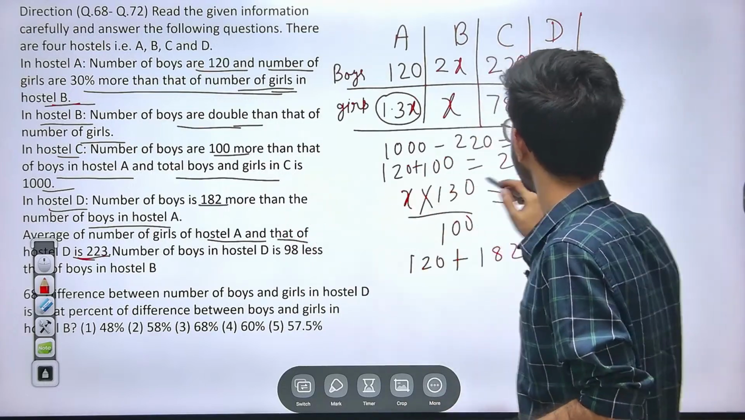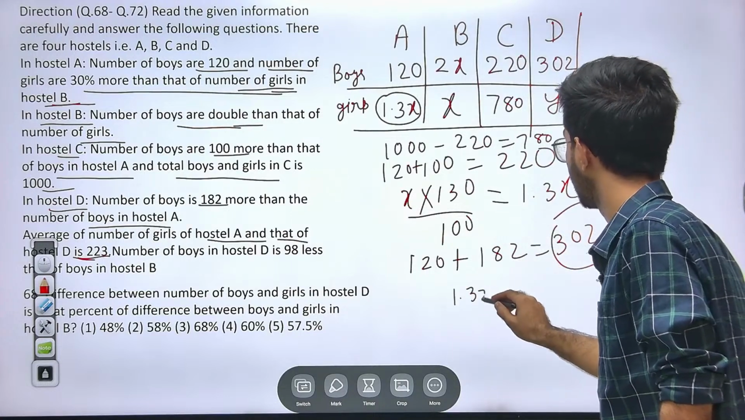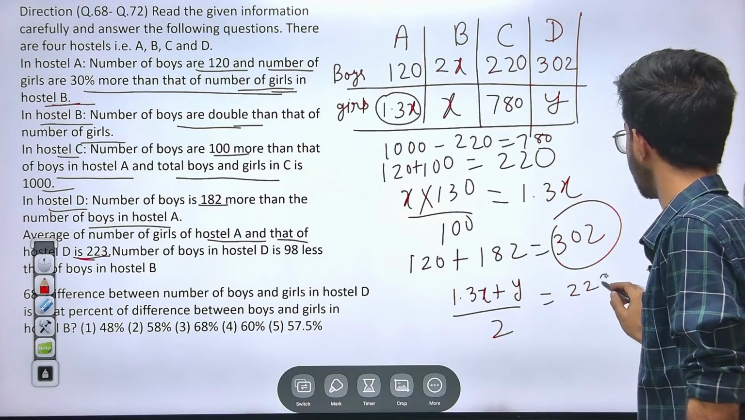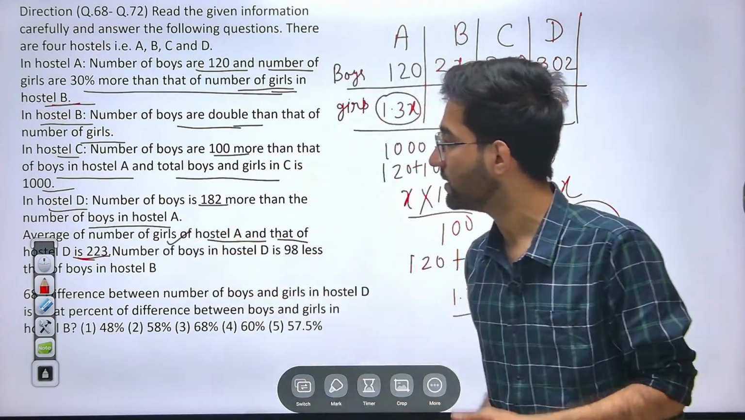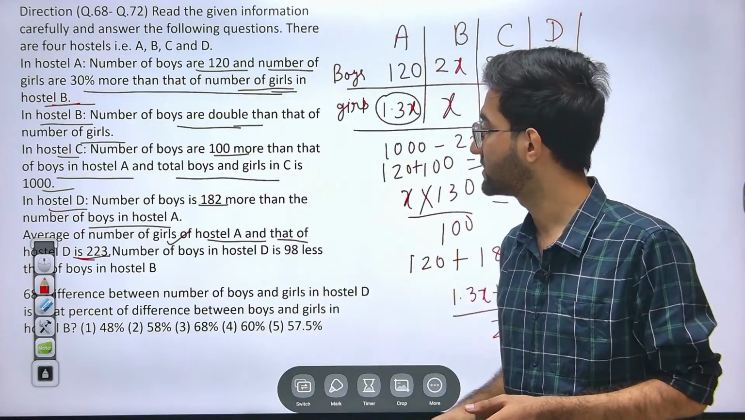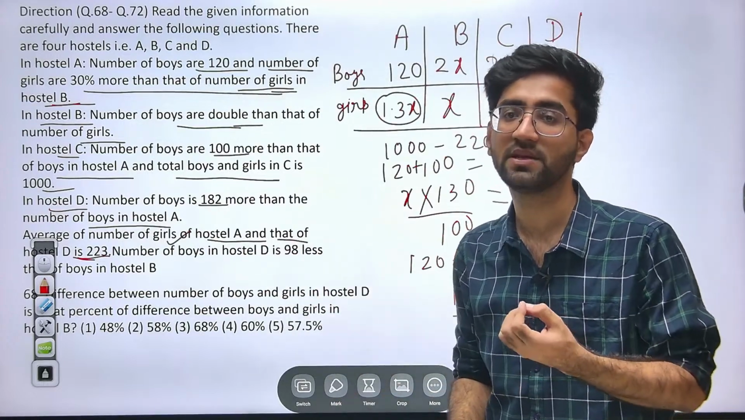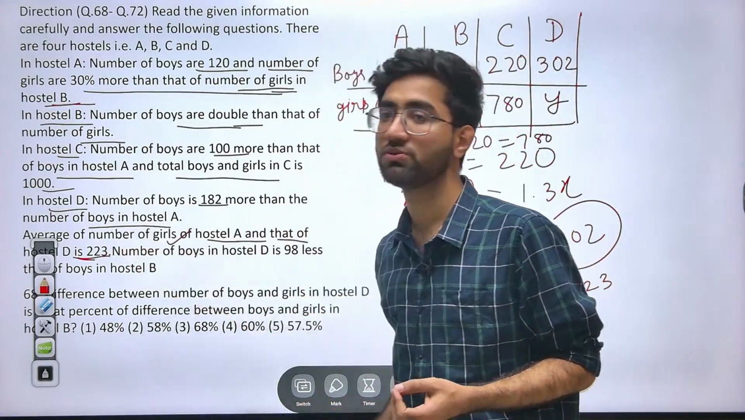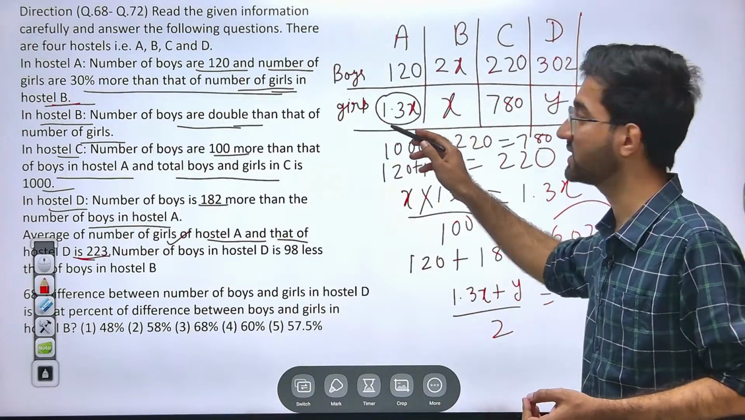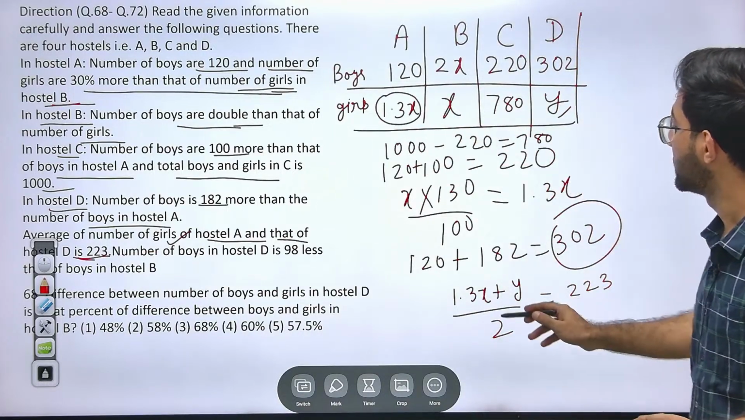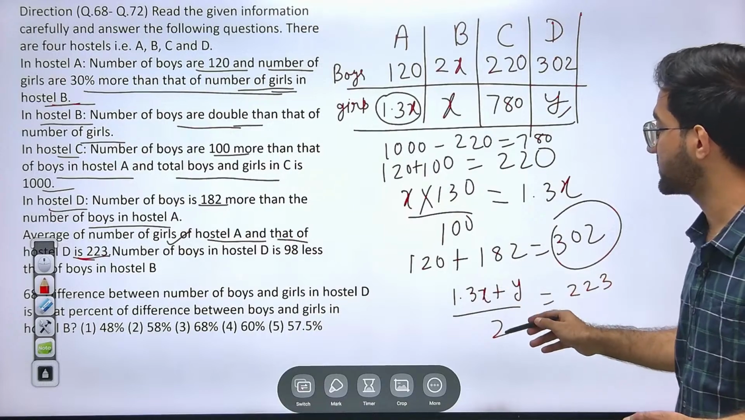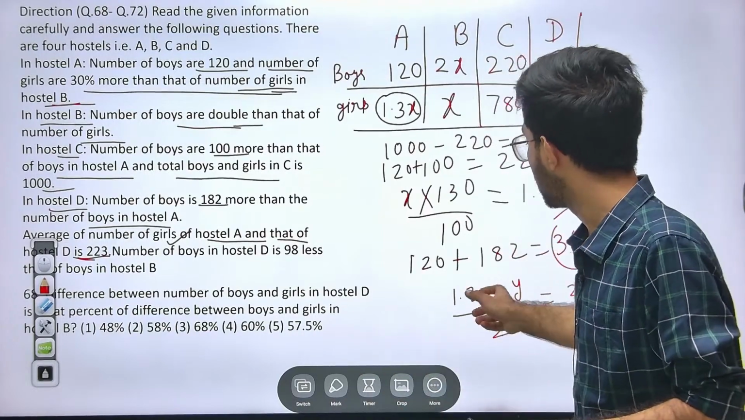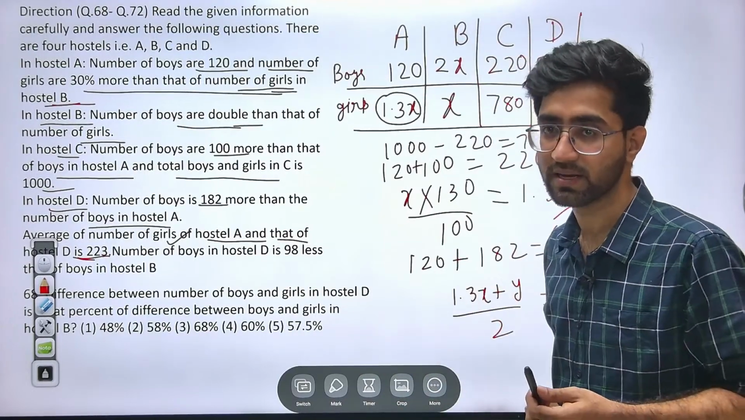Can we write that 1.3x plus y divided by 2, that is equal to 223? We are using this data: average of number of girls of hostel A and that of hostel D. What is the meaning of that of hostel D? It means the number of girls in hostel D, right? And this average is 223. We know that this is 1.3x and we have assumed that this is y. So we are able to write 1.3x plus y divided by 2, that is equal to 223. See, now we have an equation in x and y, right?